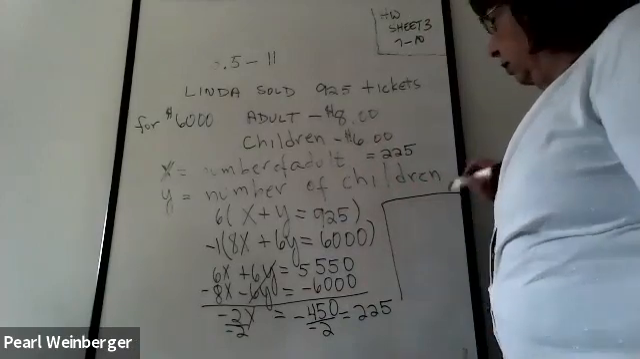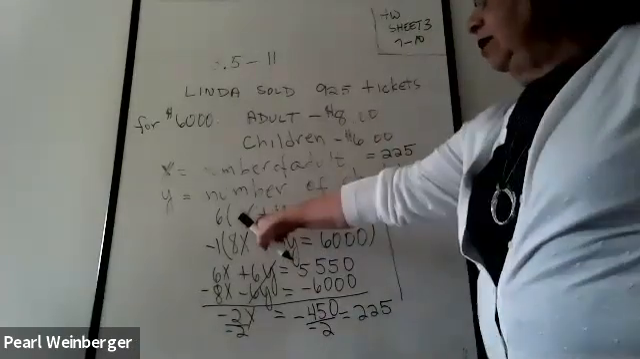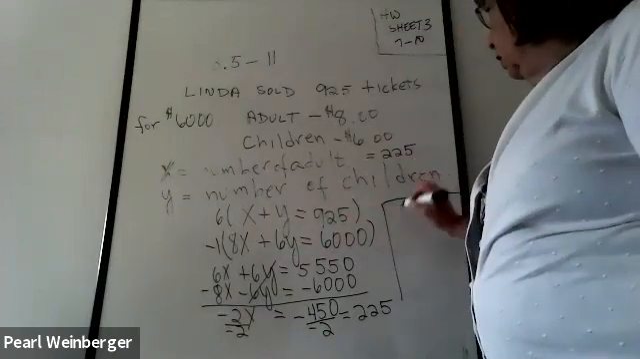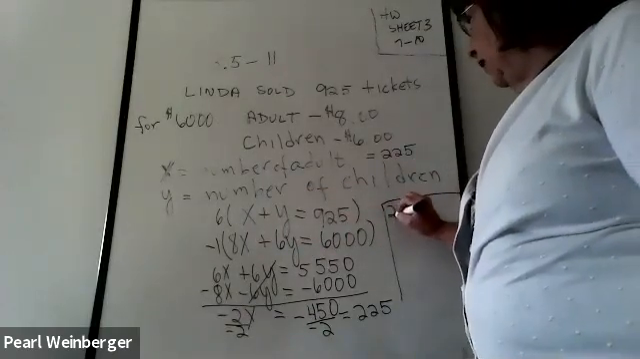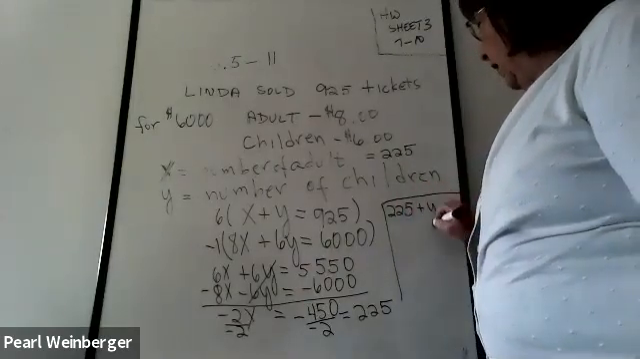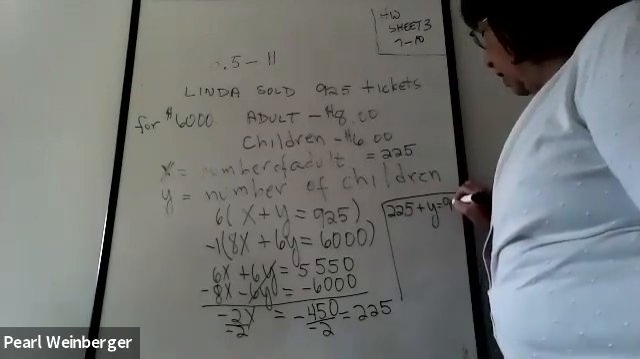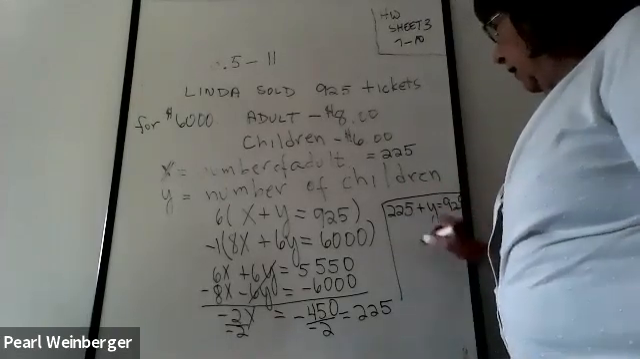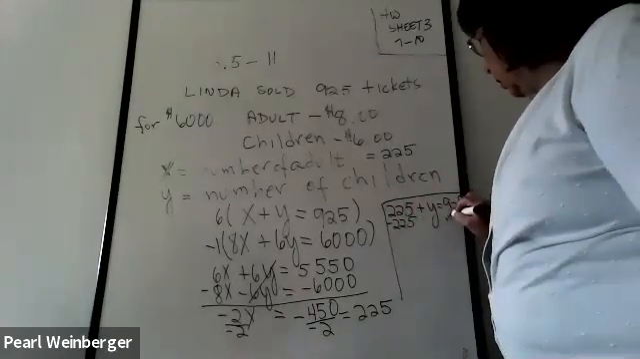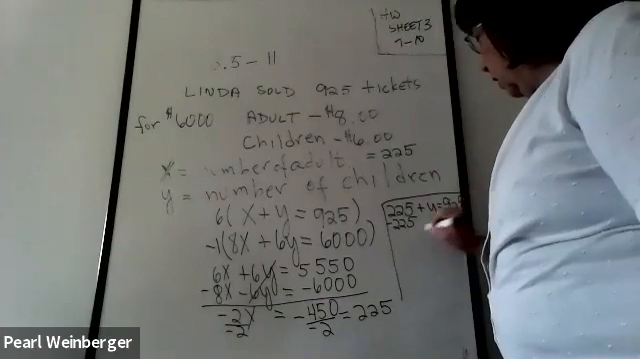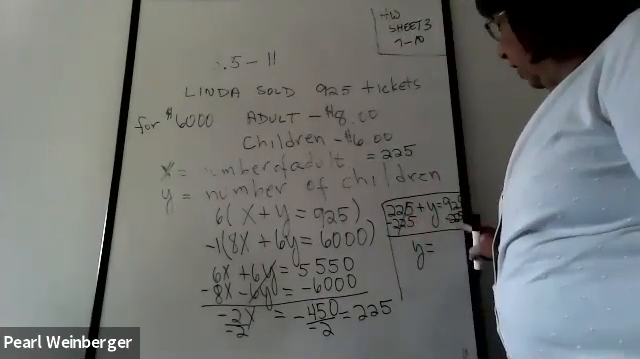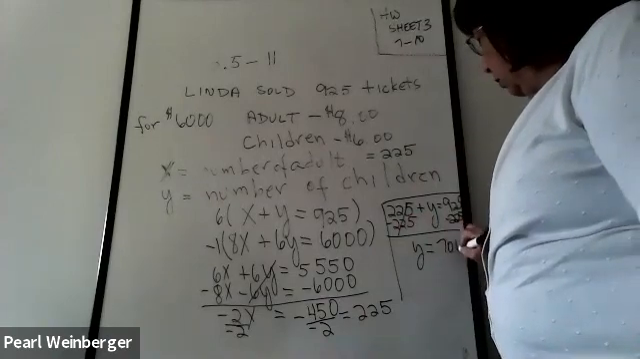Well, let's go over here in this corner. I know from my original equation that x plus y equals 925. So 225, that's my x, plus y has to equal 925. And I'll subtract the 225 from both sides, and I'll get that y equals, well, 925 minus 225 is 700.